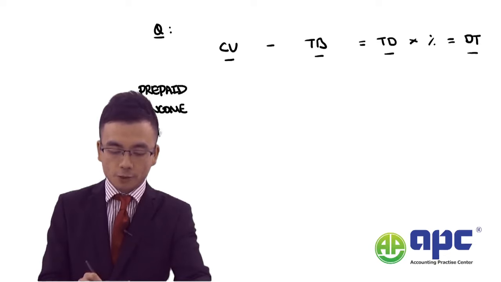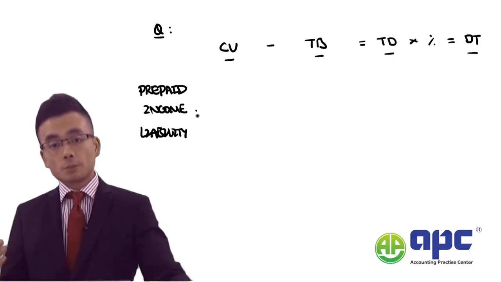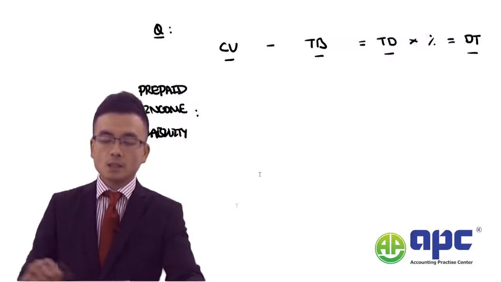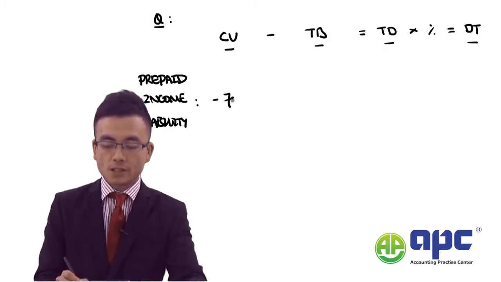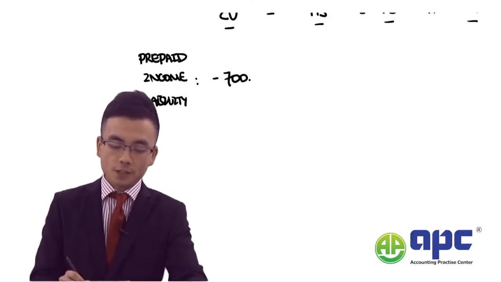Of how we should account for it. So for the prepaid income liability, as we can see, it's a liability, and therefore we use minus 700 here as the carrying value. So let's account for it first of all.